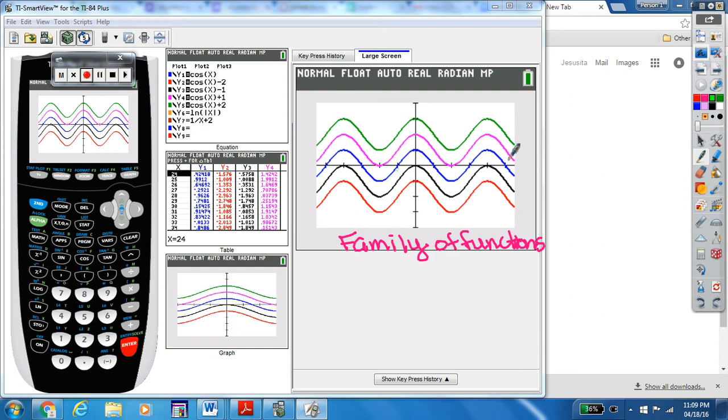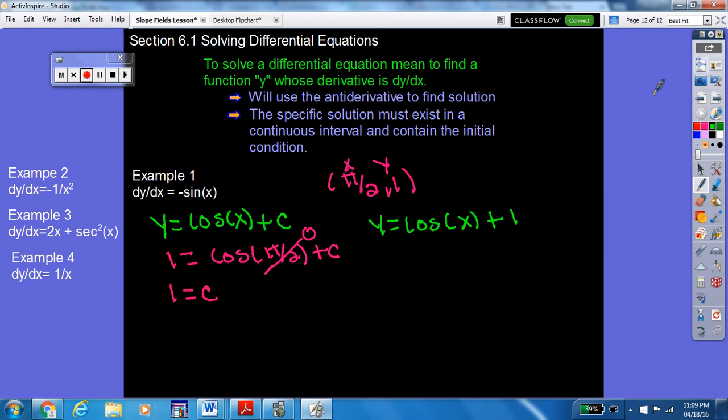And if we go back to that family of functions, y equals cosine of x plus 1 is going to be, let's see, this is cosine right here, so it's going to be this one right here. Kind of putting it in green. But that one is a specific one. And we could just kind of ignore the rest of them, and this would be the specific one that contains our initial condition as stated. So that's an example of a family of functions. That's what they look like. So let's go back to our notes.